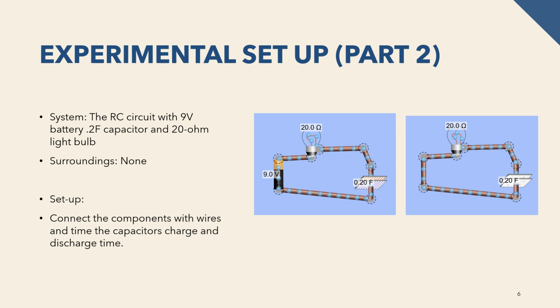And then to set this up, as you can see, you have the 9-volt battery going into the light bulb and then going across the capacitor. In the first image, as you can see, the capacitor is fully charged with all the pluses and minuses showing. And then in the second one, the capacitor is discharged.